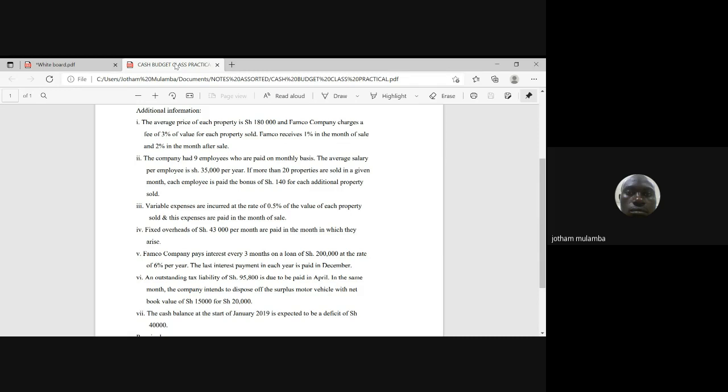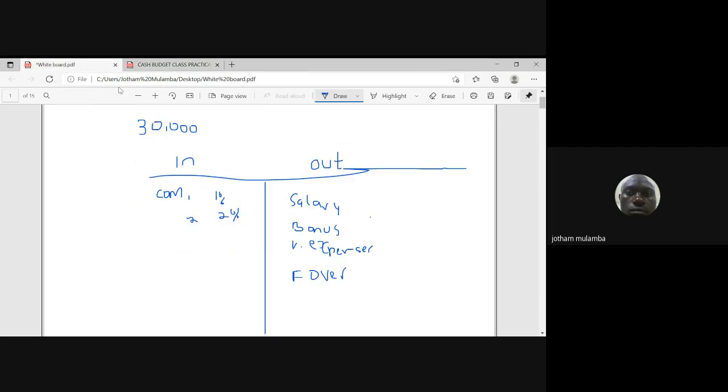So when will the 3 month be due for payment? March. March, very well. So we'll pay in March, and then we'll pay in June, then we pay in September, then finally we pay in December. So we'll record under money out, we have interest.